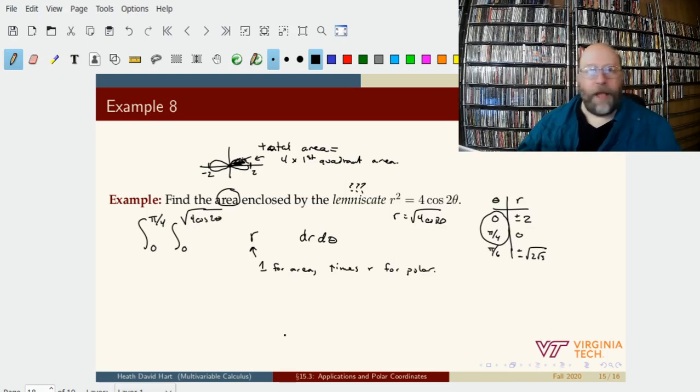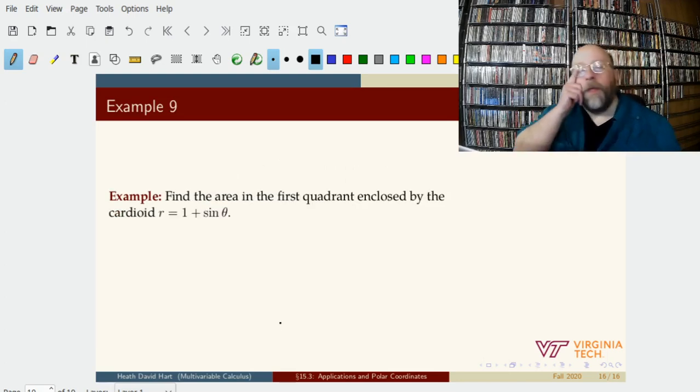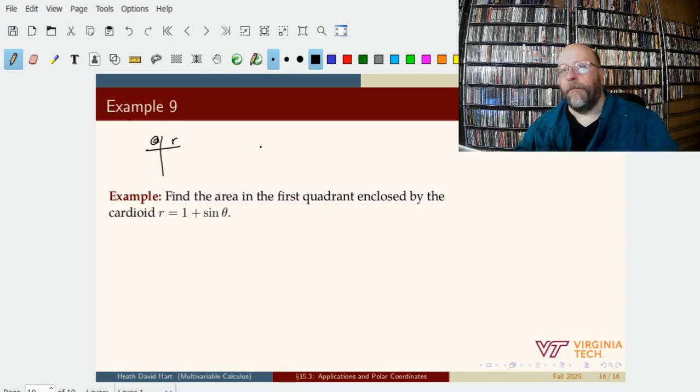All right, last example. We want to find the area in the first quadrant enclosed by this cardioid, r equals 1 plus sine theta. All right, so let's make a table of values again, so we can kind of plot this out. When theta is 0, the radius is 1 plus sine of 0, which is 1. So that takes me out to 1. Okay?